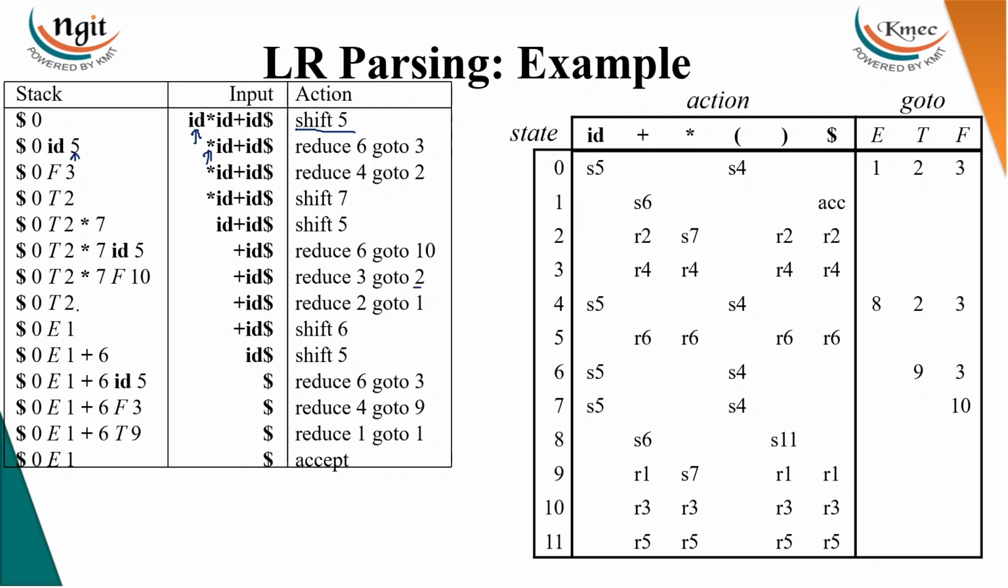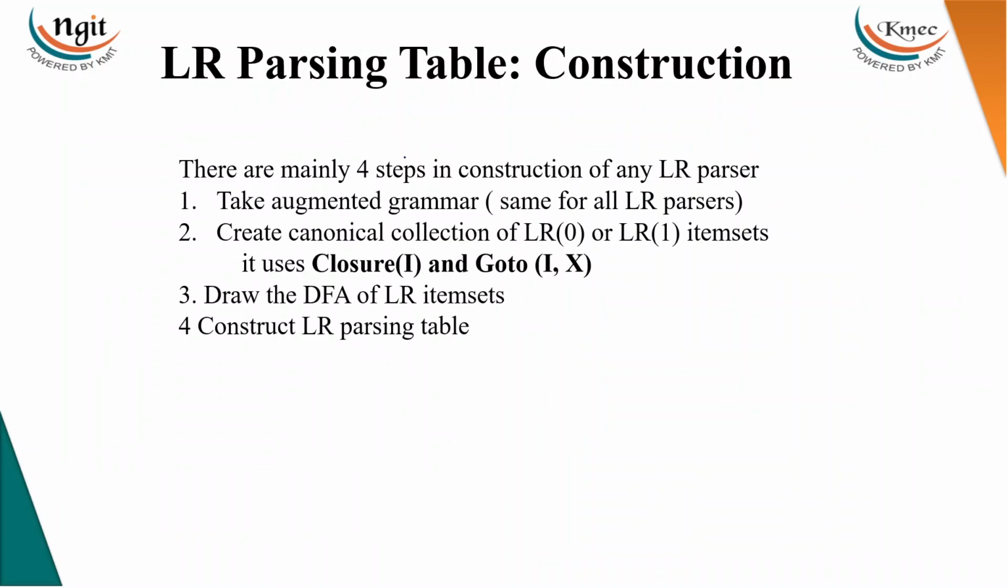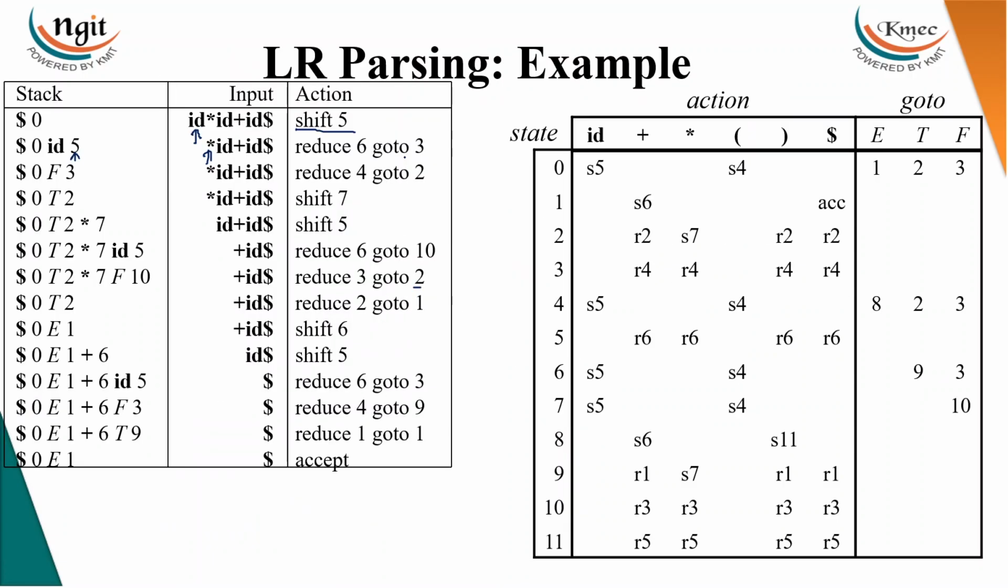Then 2 plus. Again 2 plus means reduce. So remove the length of the right-hand side of the production, push the new symbol and go to 1. So you're going to have 0 E 1. In that way, you continue until you get 0 E 1 with dollar, that is nothing but accept. So simple logic, guys: if it is a shift action, push the input symbol and the number. If it is a reduce, pop the length of the right-hand side of the production and apply the goto operation. Of course we'll discuss this again with an example, and how the table is constructed.